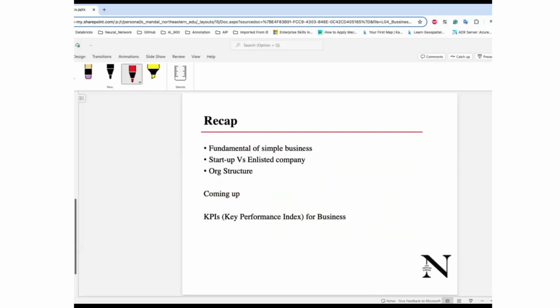Then we talked about the organizational structure. If you have a blue chip company, you will have a board of directors, you have a CEO, chief executive officer, and under the CEO, all the other C-suites will be there, which is normally called the ELT, executive leadership team, and under them, the other organizational structure people will be there. And in the next lecture, we'll start talking about how key performance indicators for the business work and how we monitor them using data.